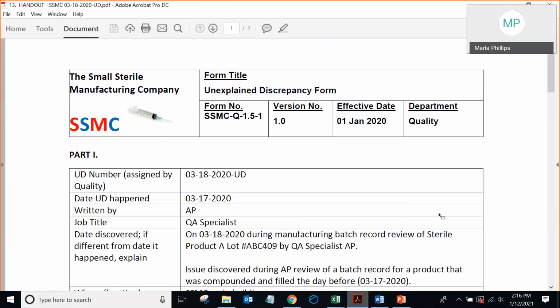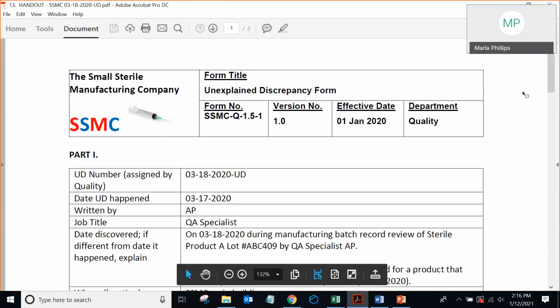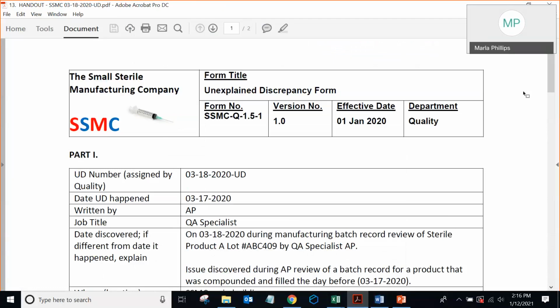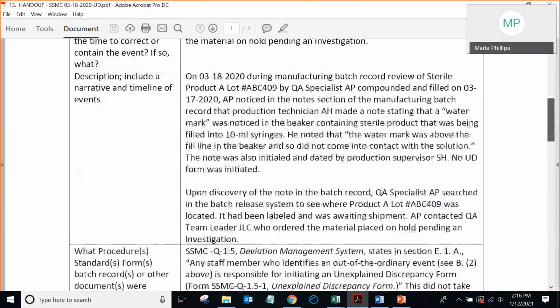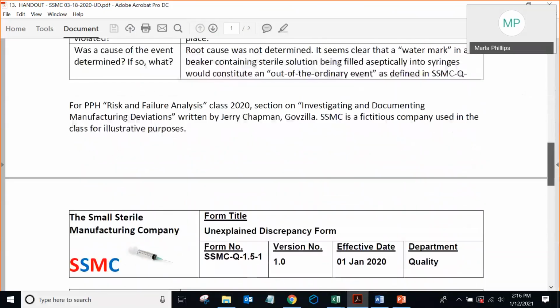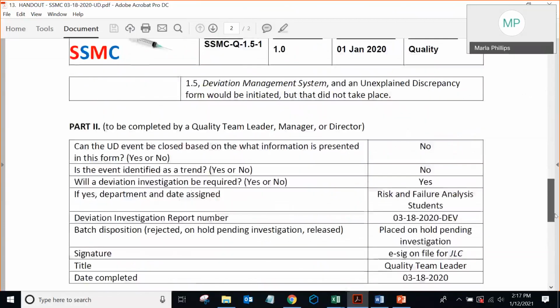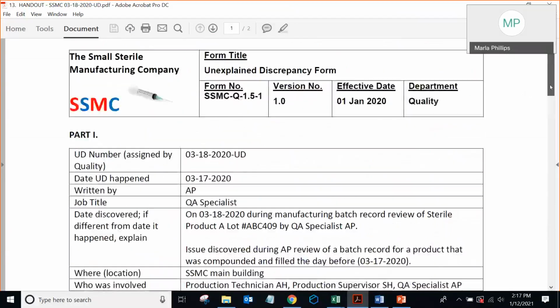Interestingly, the students are given the unexplained discrepancy form for this event. And if you recall, for this particular company, they start off an unexplained event with this type of form. And if it can be closed out, it's something simple, that's fine. If not, then it launches into the deviation investigation, which is what the students are asked to start and follow through. So they're given this form, which has a lot of the information they need to fill out the first part of the deviation investigation.